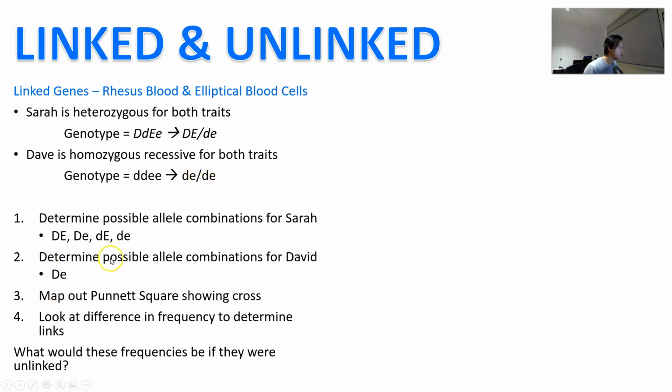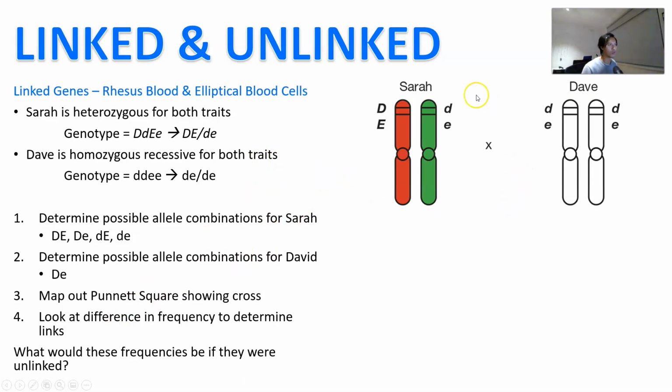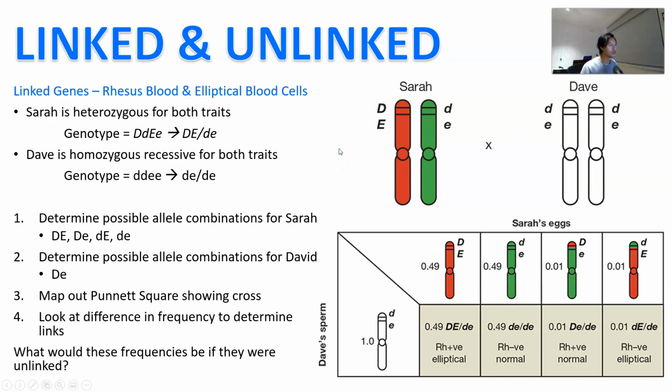So once you have that, you can map out the Punnett square. Here's a diagram to show you what they will look like. So Sarah, this is what she's got, right? One of her chromosomes has this, one of them has this one, and they're both found on the same chromosome, right? Dave, on the other hand, has exactly the same, and they're both found on the same chromosome as well. And if you mix them together, you don't get a 16-square Punnett square, right? You only get a 4x1, right?